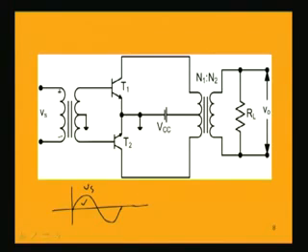So, in the positive half cycle, this point is positive, this point is negative. Here also we will be having induced voltage like this, that is, the center point is grounded. With respect to ground, the upper point will be positive, and with respect to ground, the lower point will be negative. Equal voltages will be induced here in both the halves.